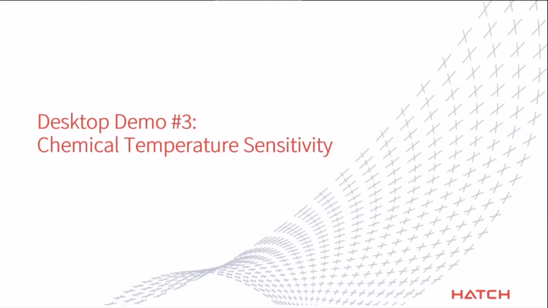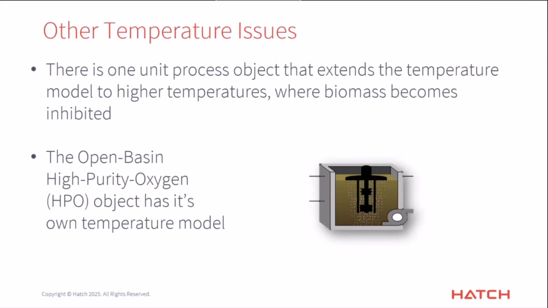I'm going to come back to the slides here, and I will mention we do have that one unit process object where we actually predict the temperature for you. Previously, I was saying everything else is a case where you have to tell us the temperature. So in this one, this is a special unit. It's called the Open Basin High Purity Oxygen. And this is a system that runs at a much higher temperature than regular activated sludge. It is a case where we're injecting high purity oxygen gas in with this mixer below the surface in an open basin. So it's kind of a very specialty type of technology.